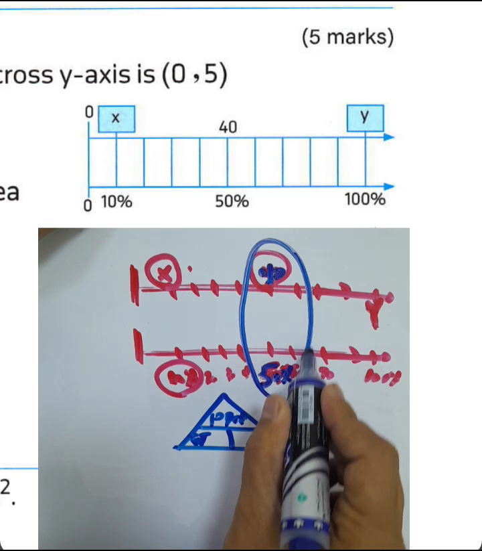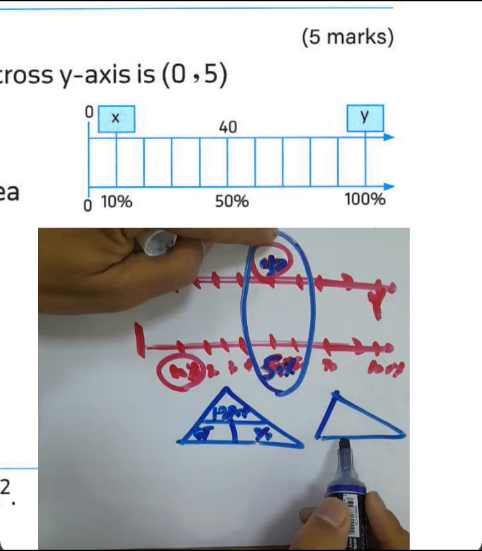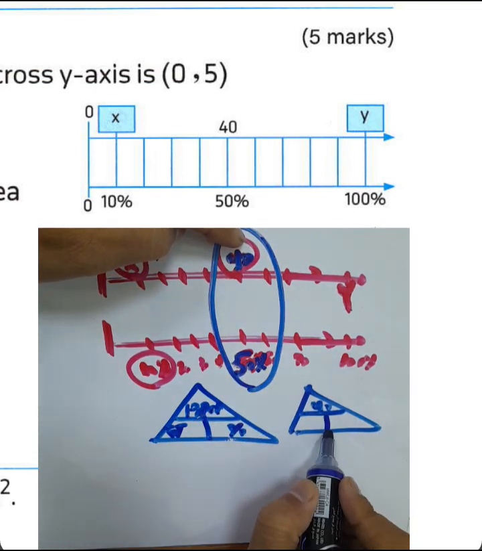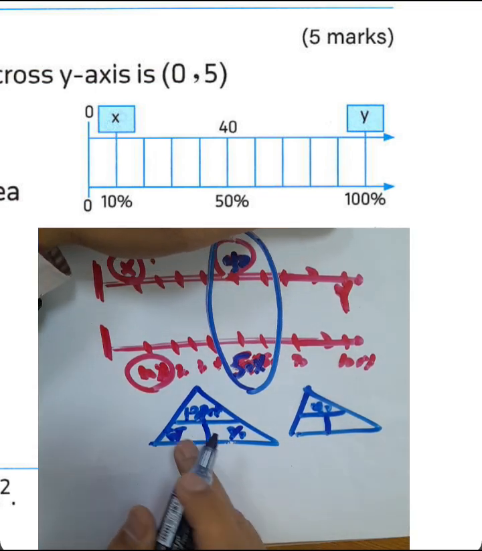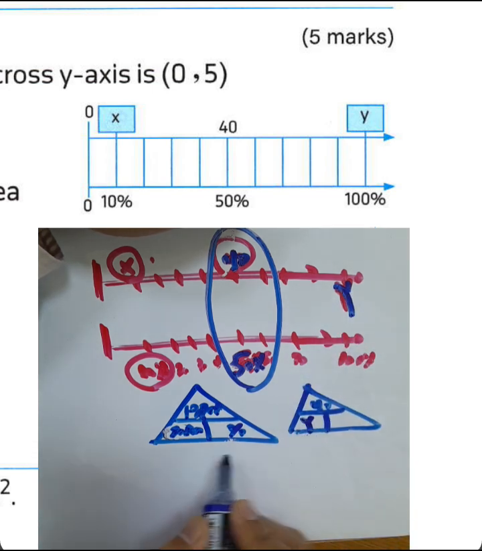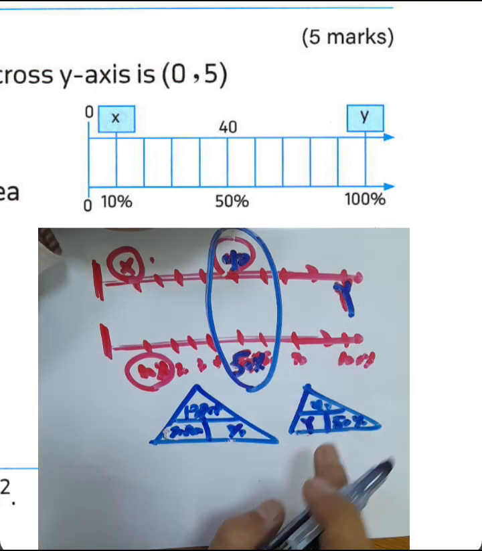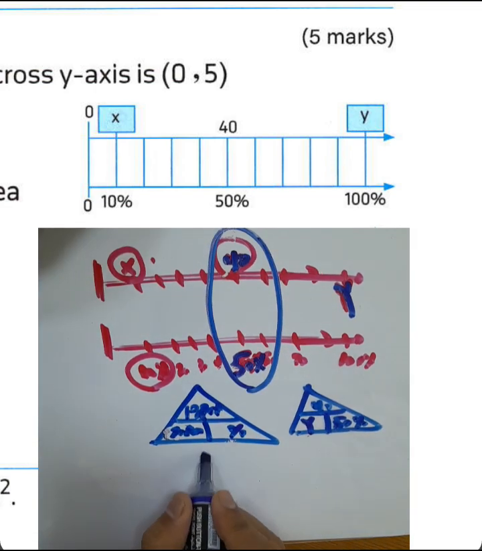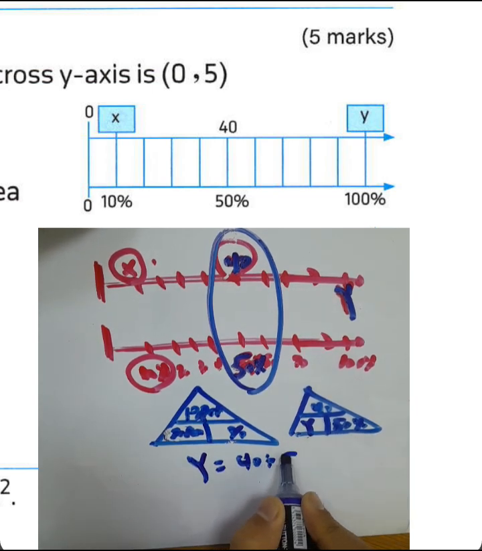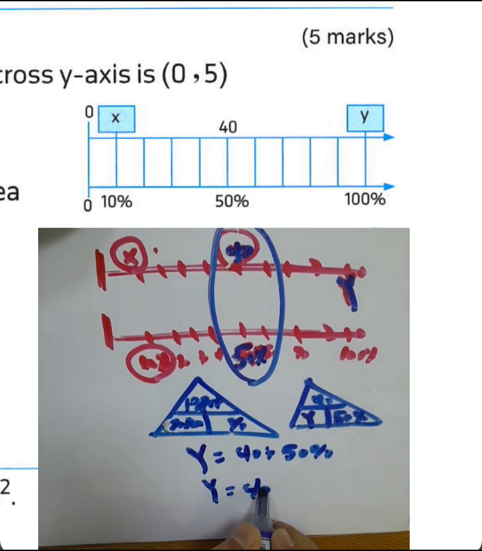You can solve the example by this method. Look at the table. We have here the part. The part here was 40, okay? 40 is the part. We want to find the total. The total number, or the whole number, was y. And the percent here was 50. To find y, you must divide 40 by 50%. Then the value of y equals 40 divided by 50%.